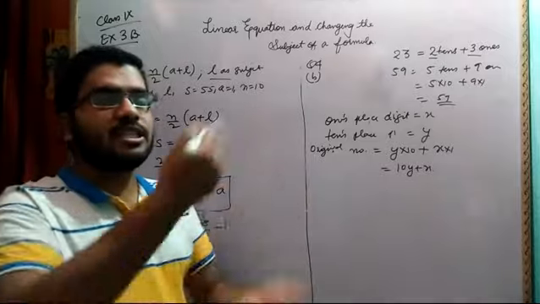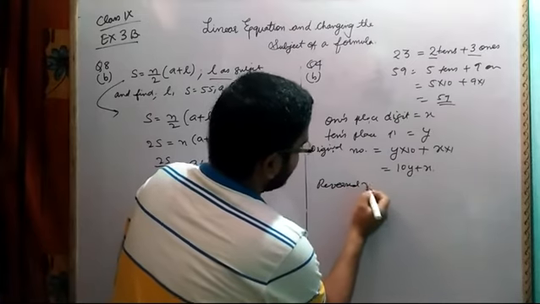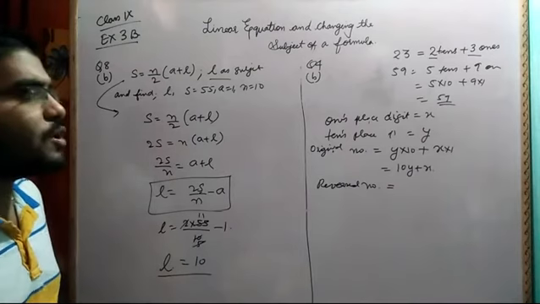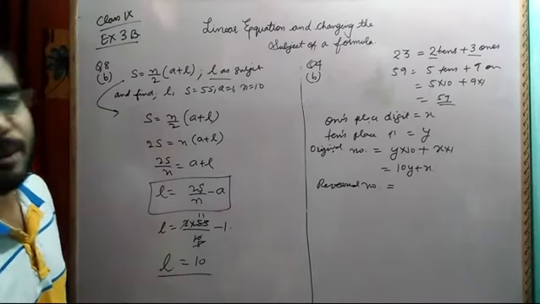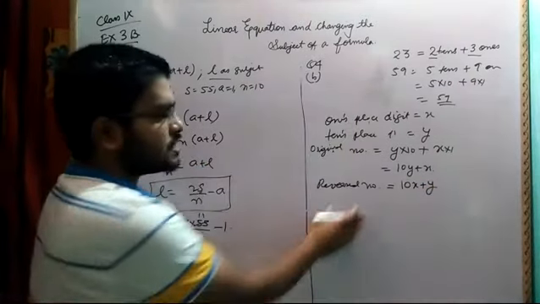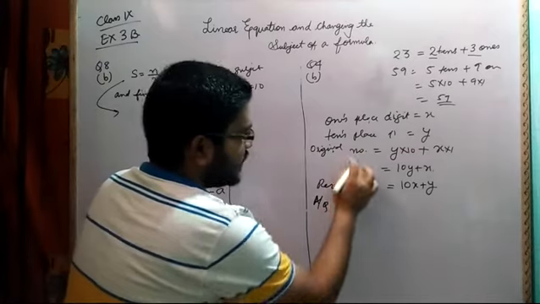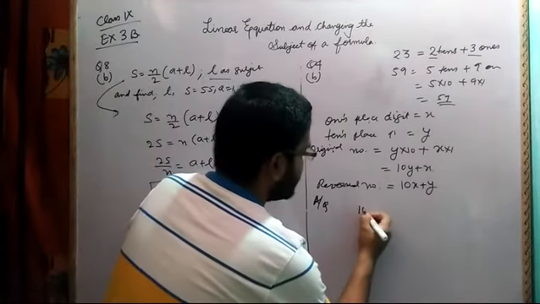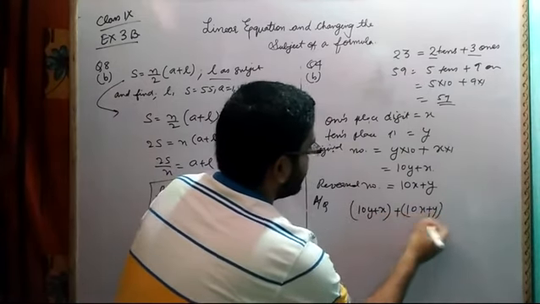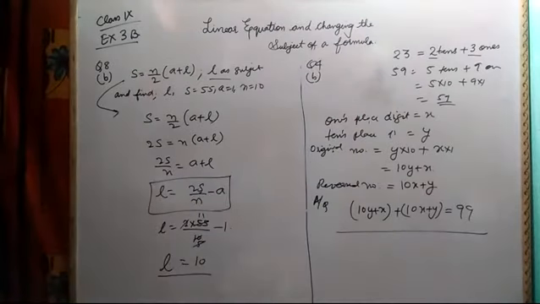Now according to the question, the digits are reversed. How will the reversing take place? We have to find the reversed number. Reversed number means whatever digit was in the ones place will go to the tens place, and whichever digit was in the tens place will go to the ones place. So directly we can write 10x plus y. Reversed number is this, original number is this. Now according to the question, their sum is equal to 99. So I can write 10y plus x plus 10x plus y is equal to 99. This is the easiest way that we can solve any question.